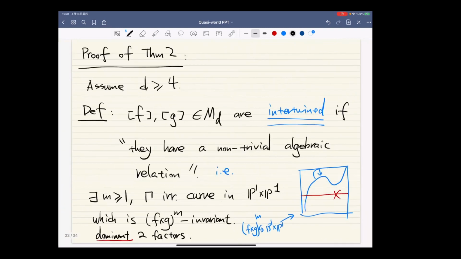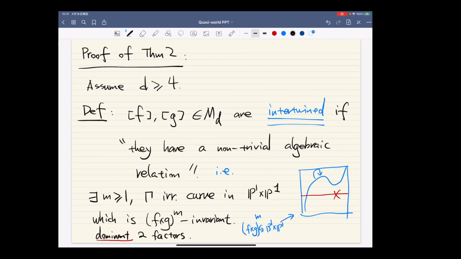Okay, now we give some idea of the proof of Theorem 2. We first assume that the degree D is at least 4, because when D equals 2 or 3, this is already proved by direct computation.